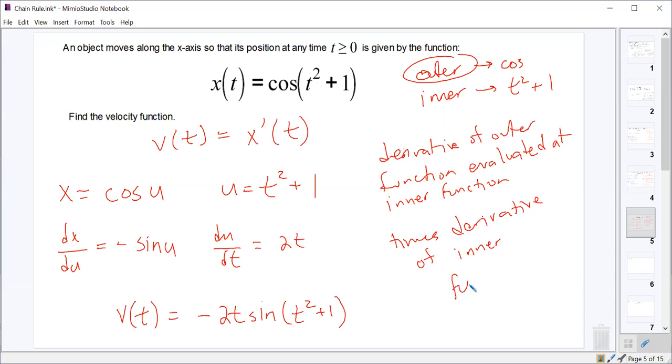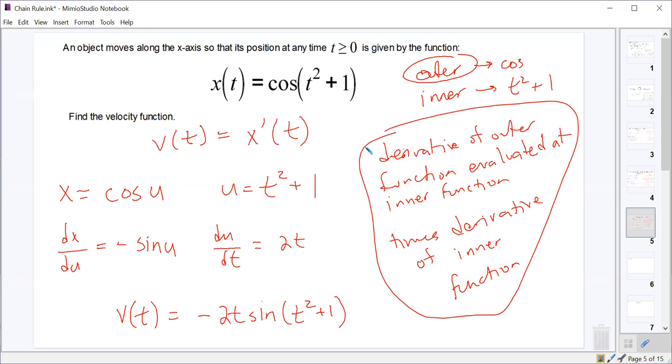So if you don't necessarily like writing out all of this, that's fine, as long as you can successfully do this in your head. And I would like you to eventually get to the point where you just look at cosine of t squared plus 1 and tell me, oh, yeah, the derivative of that is negative 2t sine t squared plus 1, and just be able to do that in your head, hopefully. Not yet, probably, but soon enough. Any questions? Everybody okay?